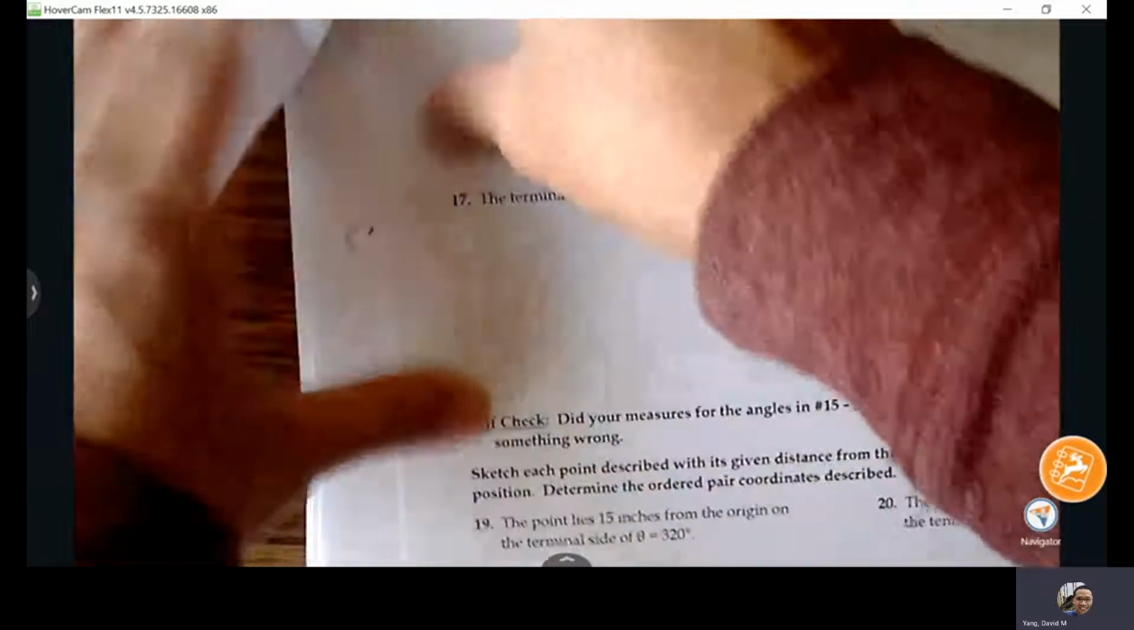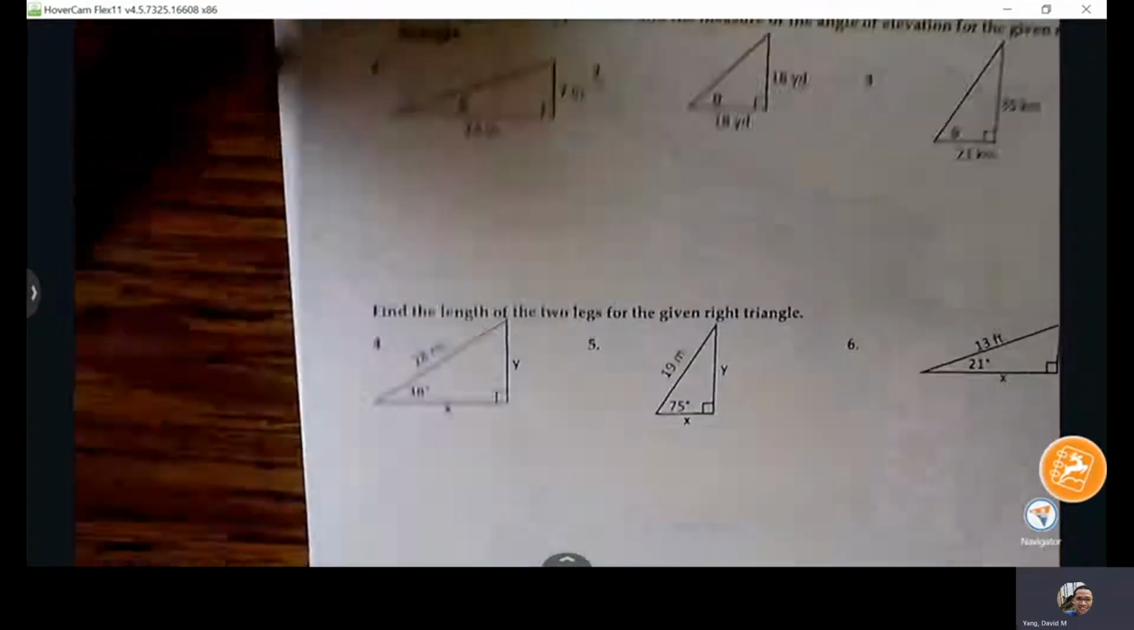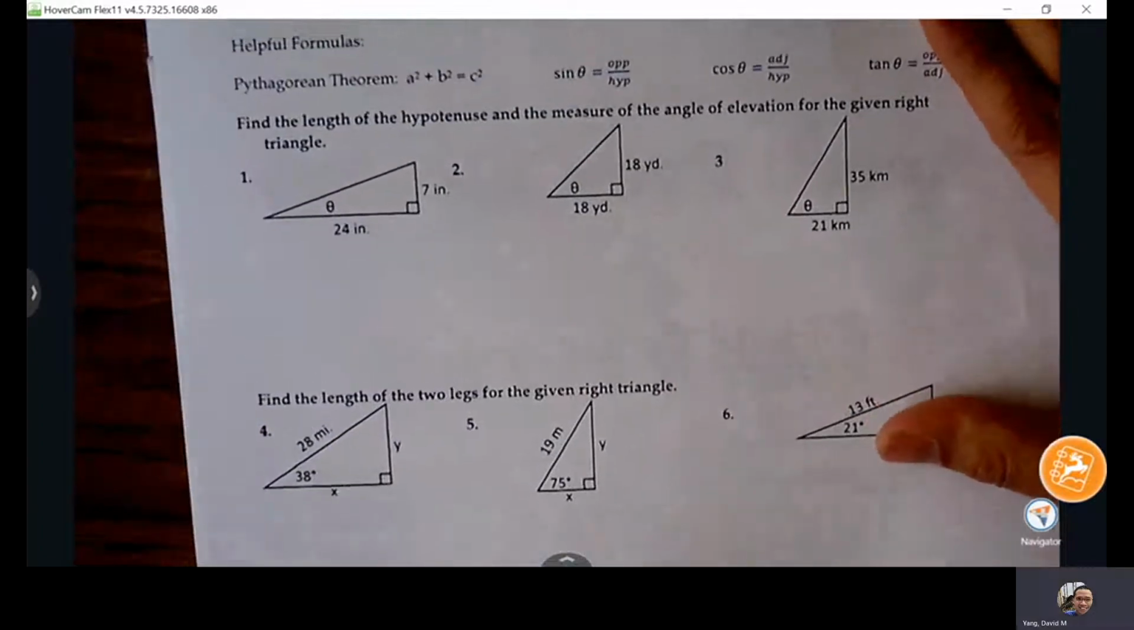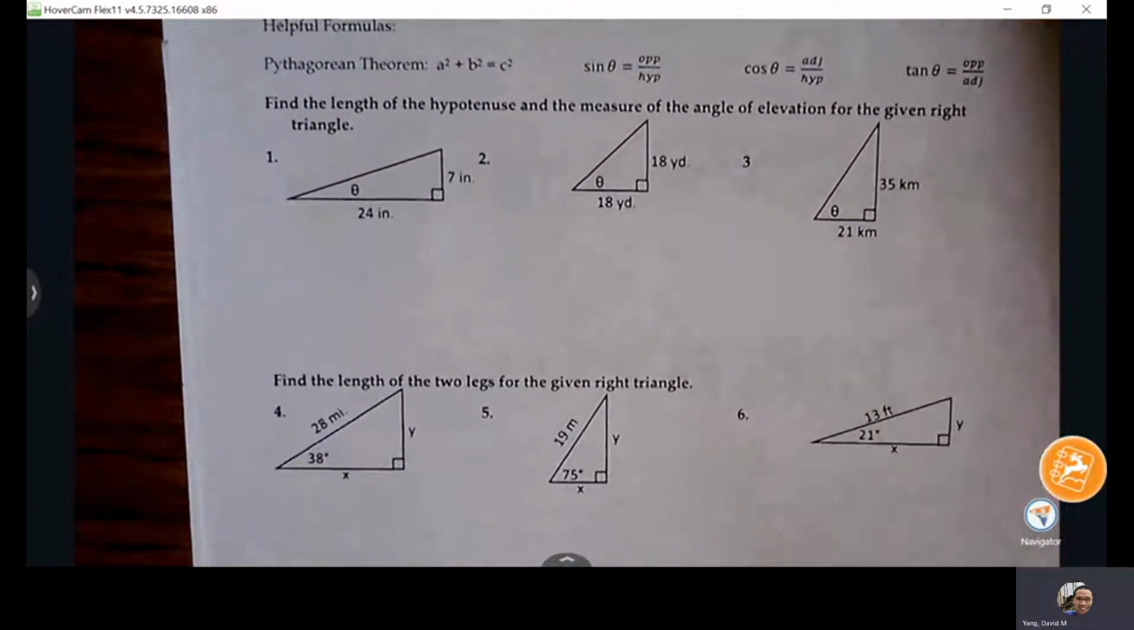Today probably won't be a very long lesson. We're just going to work through the first 2 pages. If you can have your calculator out, I think that would be helpful as well.